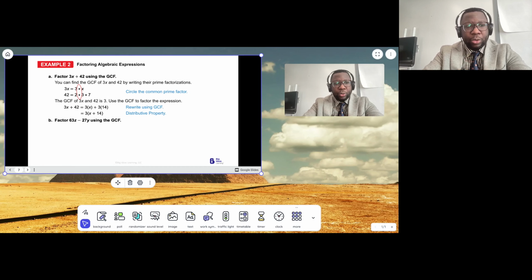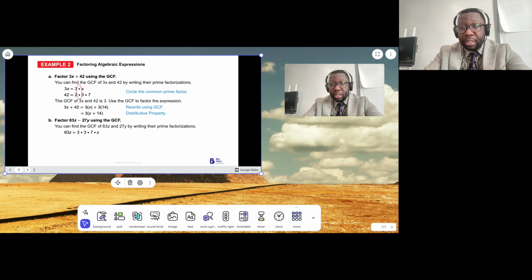Letter B, we want to factor out 63z as well as 27y using prime factorization. When we're looking at 63z, it's 3 times 3 times 7 times z. And what about 27y? When it comes to 27y, what's the prime factorization there? It's 3 times 3 times 3 times y.